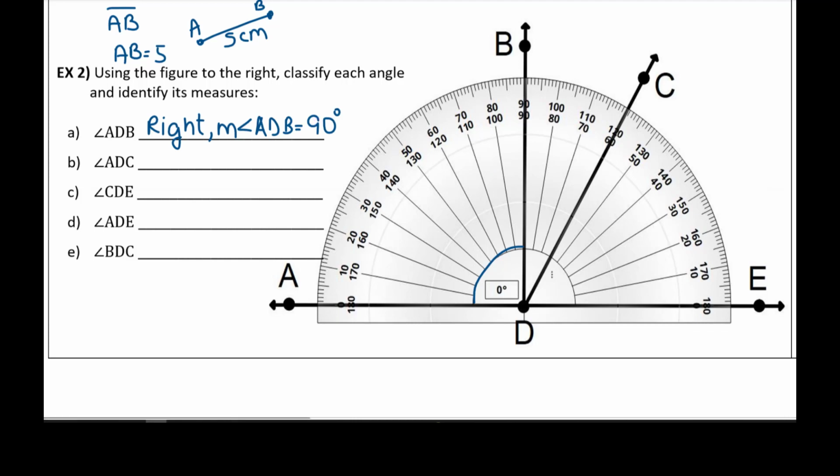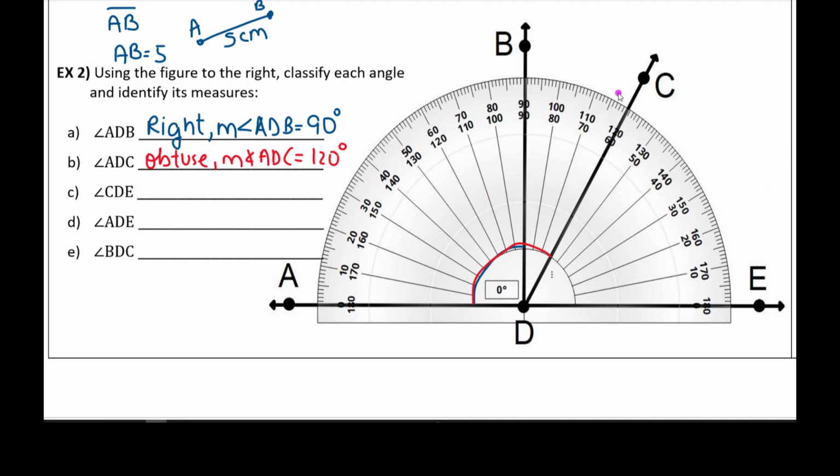All right. Let's go ahead and do ADC. AD and C will be this one right here. If you notice, this would be 120. So that means this is an obtuse angle, and the measure of angle ADC equals 120. Very good. Let's go on to the next one.